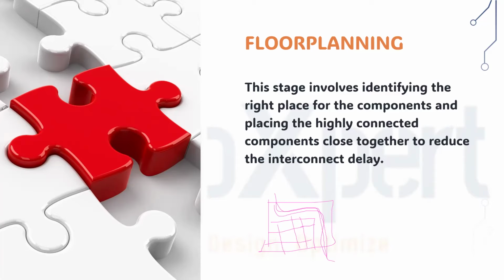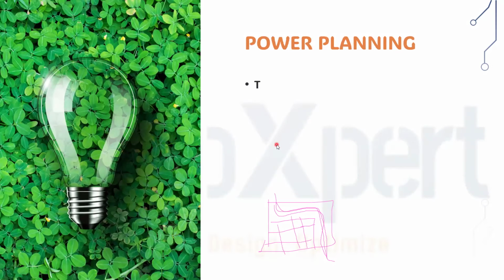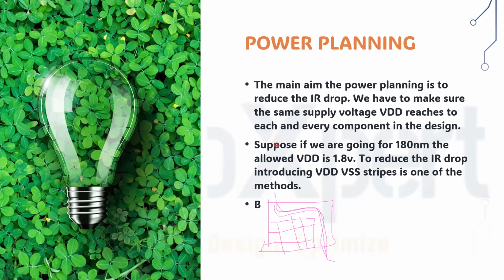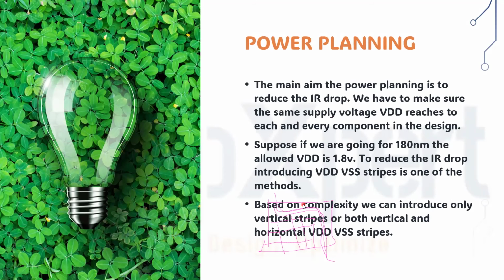Next, what is the next process? Next is power planning. For each and every standard cell, there are millions and millions of transistors and discretes in a layer format. For each and every standard cell, we give connections like VDD and ground. Without that, it won't work, right? So we have to give a connection to each and every gate, obviously.